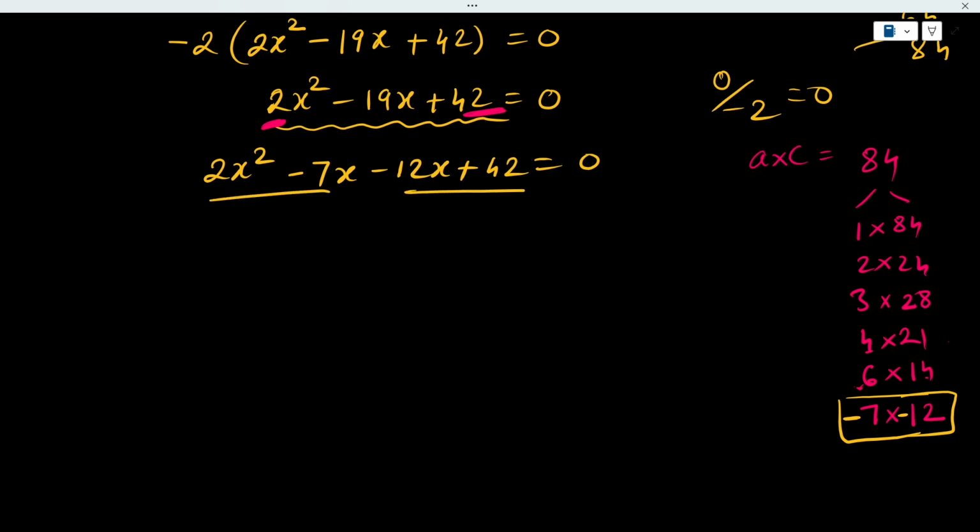Now after this you'll do the grouping. 2x is common, 2 is 2, you cannot take common, only x is common, right? So what is going to be here? 2x minus 7.